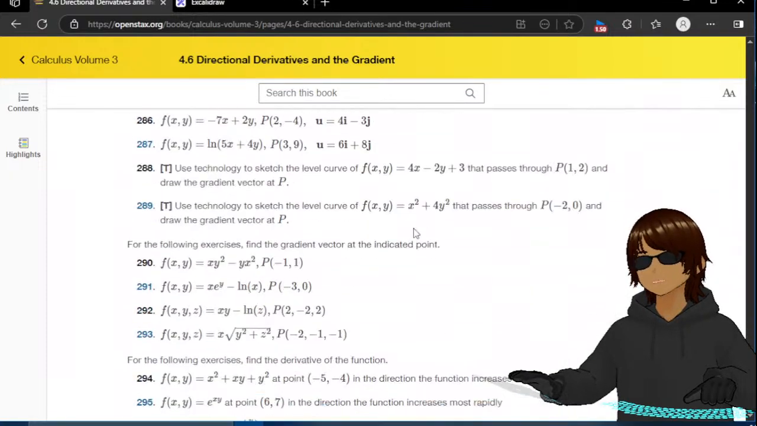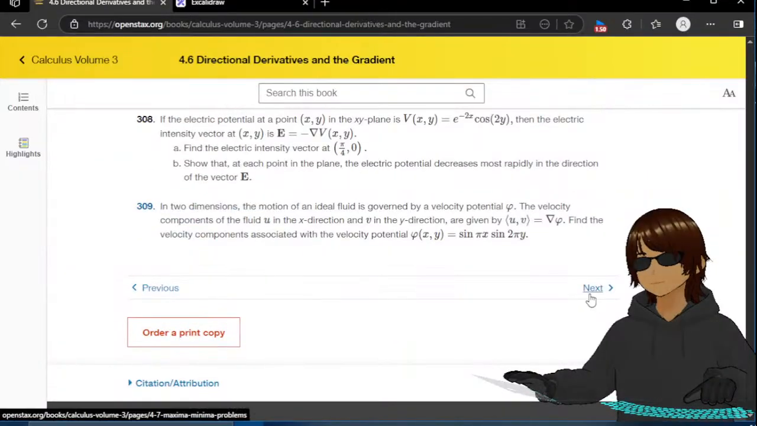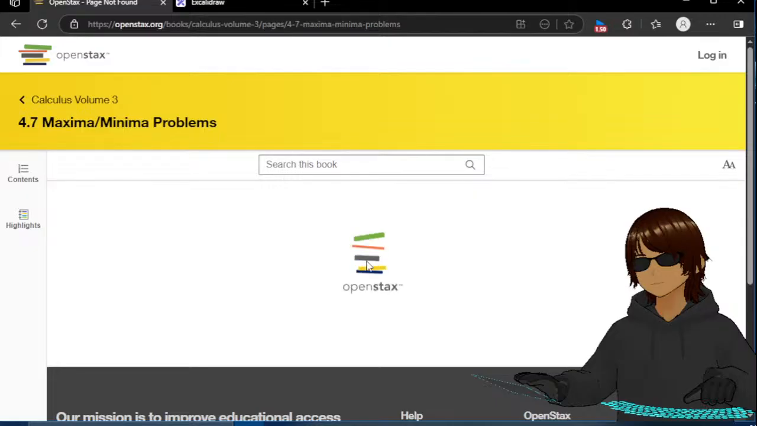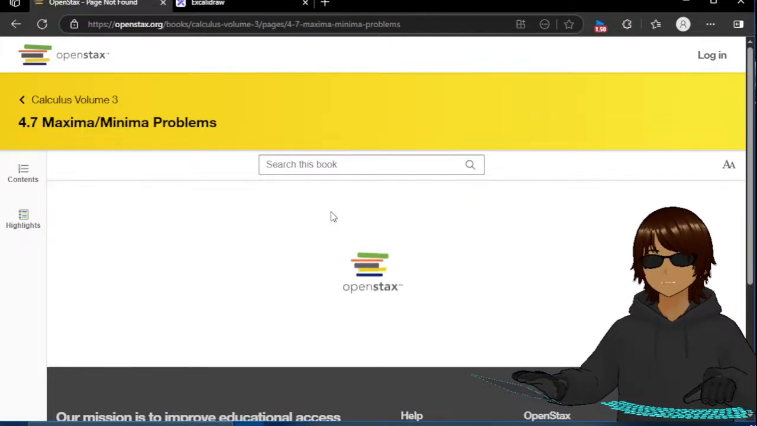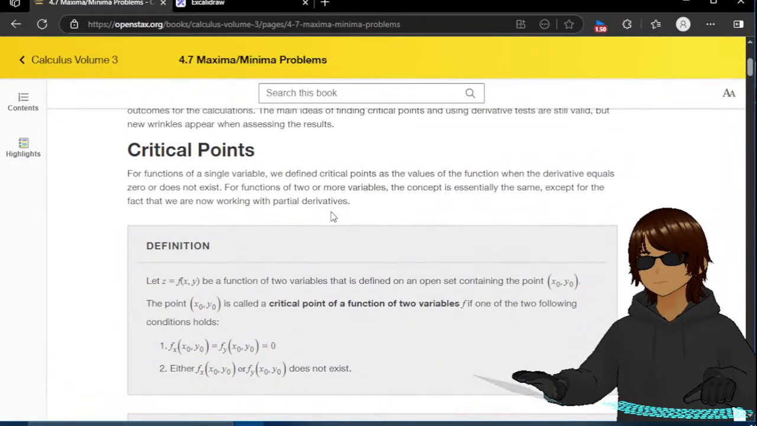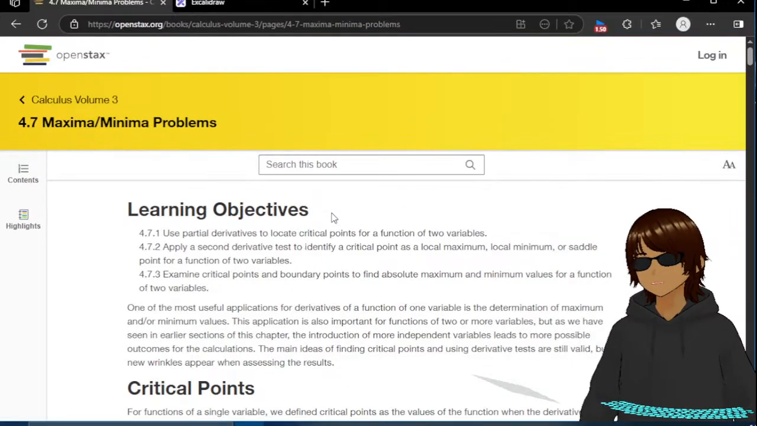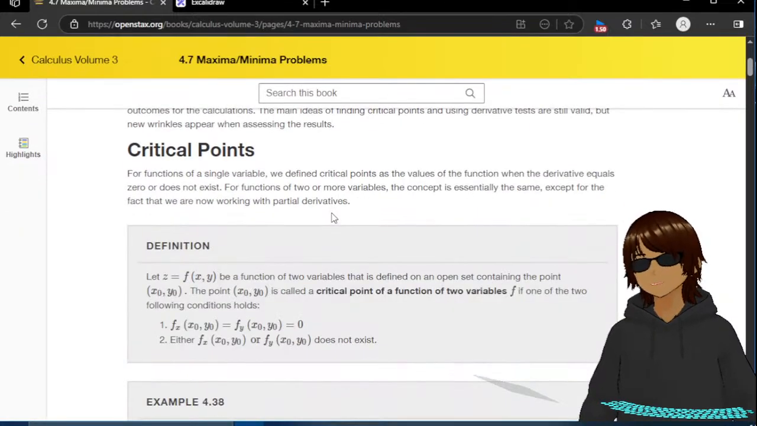Okay, anyways, let's go to the next chapter. Minima and maxima problems. For functions of a single variable, we define the critical points as the values of the function where the derivative equals 0 or does not exist. For functions of two or more variables, the concept is essentially the same except that you're now working with partial derivatives.